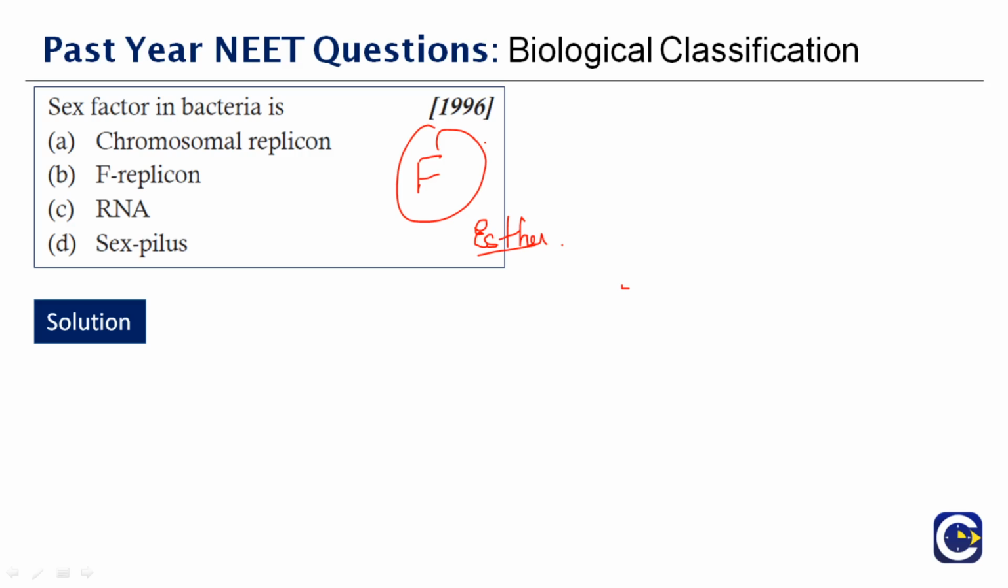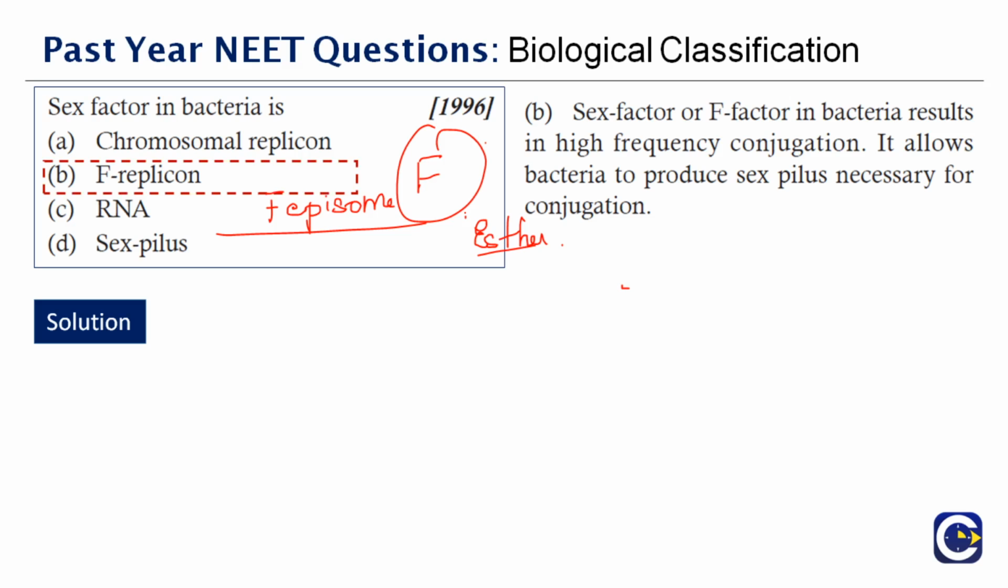The sex factor, also called F replicon, allows genes to be transferred from one bacterium carrying the factor to another bacterium, and this is called conjugation. Apart from that, the fertility factor also allows genes to be transferred from one bacterium to another, and the F factor is carried from the F episome. The process begins from here. Therefore, the correct answer is option B, F replicon. It results in high frequency conjugation. It allows the bacteria to produce sex pili necessary for conjugation.